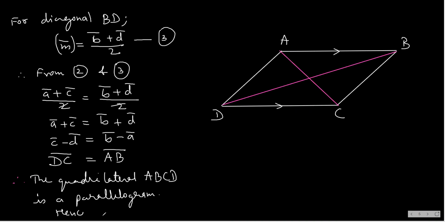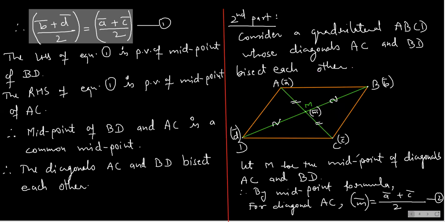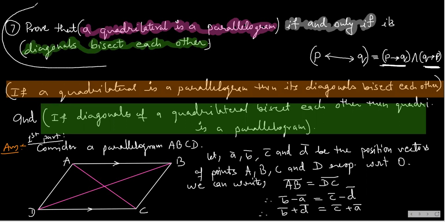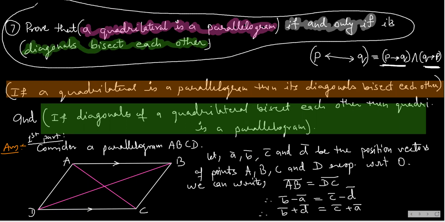hence proved. So in this proof, what was most important? In order to prove this, you had to go for the answer in 2 steps. And why 2 steps? Because of if and only if. If and only if is equivalent to 2 if-thens. See, this is if-then, this is also if-then, and in between you have and.